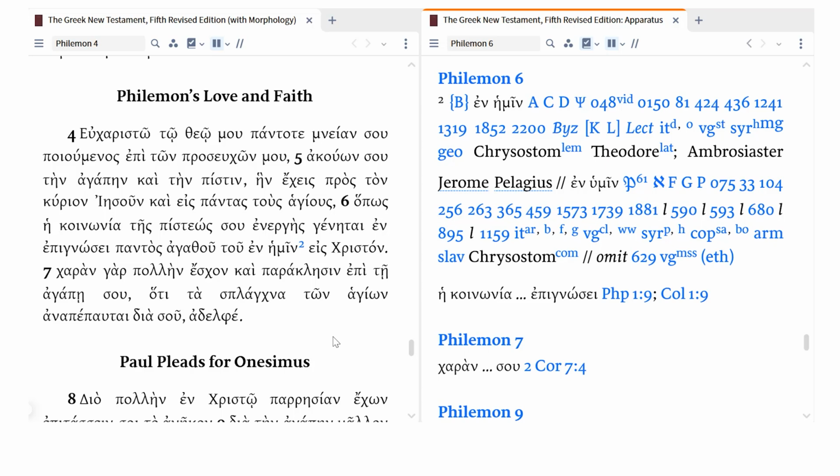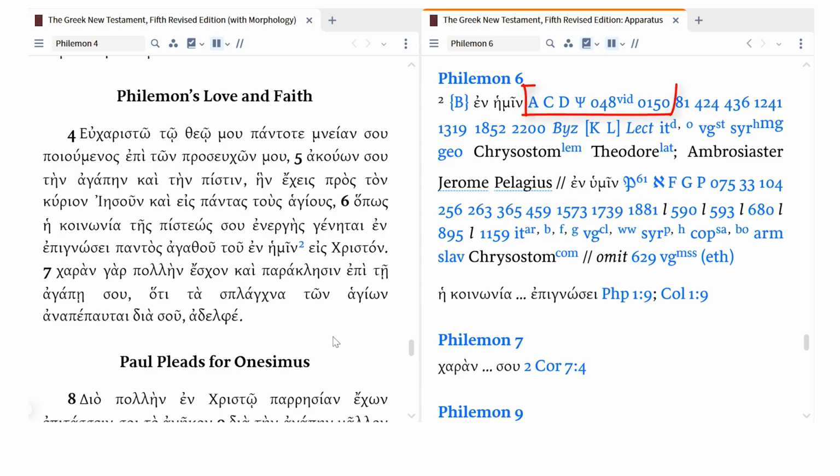So we'll go a little bit more quickly this time than we did on our first variant in Philemon. Here we have the reading in the text. The grade is a B, so they're not quite as confident as they were on an earlier variant. No papyrus manuscripts are listed for this reading right here.